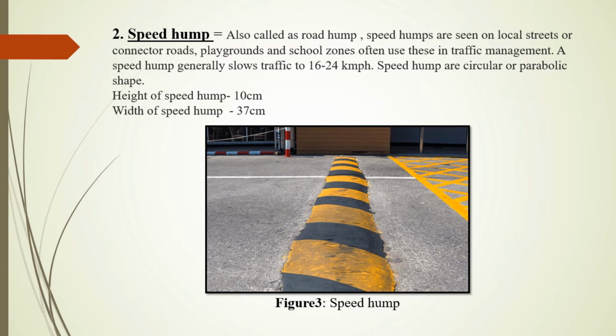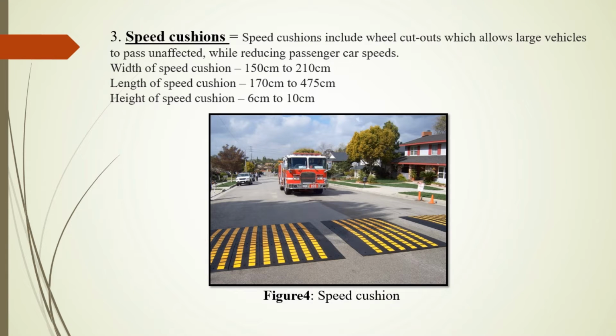Third one is speed cushions. Speed cushions include vehicle cutouts which allow large vehicles to pass unaffected while reducing passenger car speed. This means that large vehicles can pass without disturbance from this speed breaker, while passenger cars reduce their speed for this speed breaker.